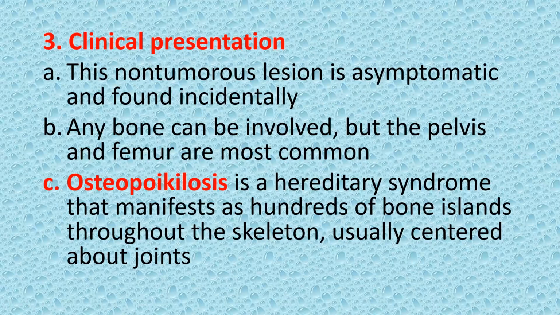Another condition that can be confused with it is a condition of dysplasia. Osteopoikilosis is a hereditary syndrome that manifests as hundreds of bone islands. And many times when it occurs around the joint, we confuse it with synovial chondromatosis. So keep this in mind. I tell this to the residents always. Beware, don't call all lesions where you see multiple ossifications around the joint synovial chondromatosis. You should think of osteopoikilosis.